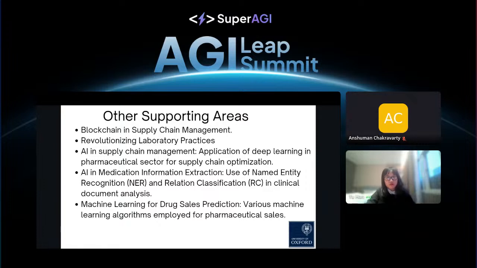And also we can see AI in medication information extraction, using NER and RC in clinical document analysis. And also, if I remember correctly, researchers from India applied machine learning for drug sales prediction, using different algorithms to foster the sales.